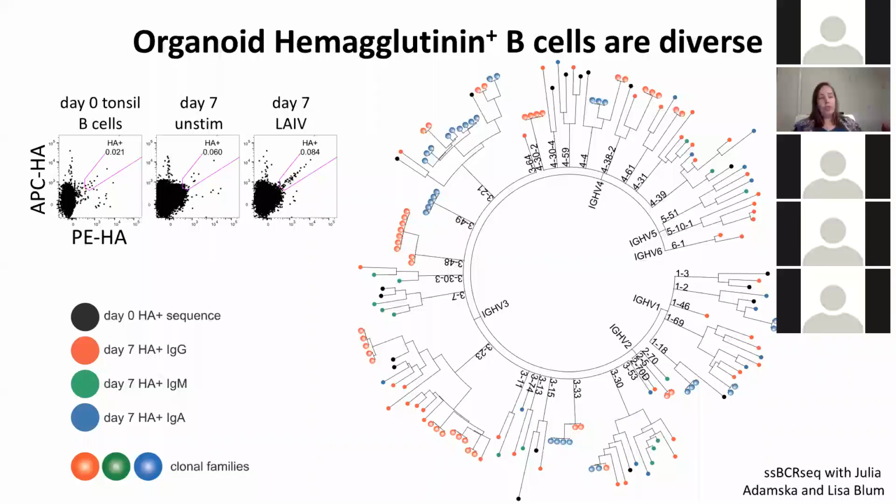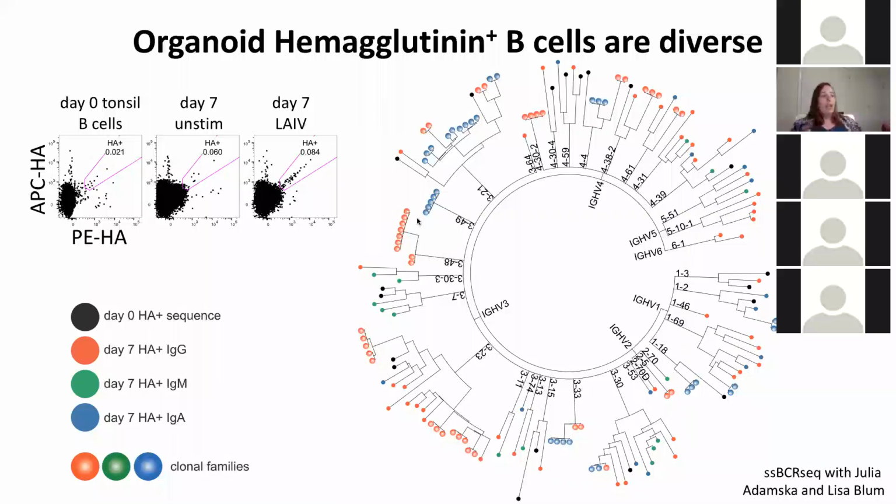I'm showing you one example here from single cell BCR sequencing that we did, where we sorted the hemagglutinin-specific B cells on day 0, and then sorted again on day 7 in the presence of LAIV stimulation for 7 days. We assessed the diversity of those B cell receptor sequences. What I'm showing you here in black dots are the day 0 hemagglutinin-specific sequences. These are essentially the pre-existing B cells that are specific for this A California hemagglutinin protein.